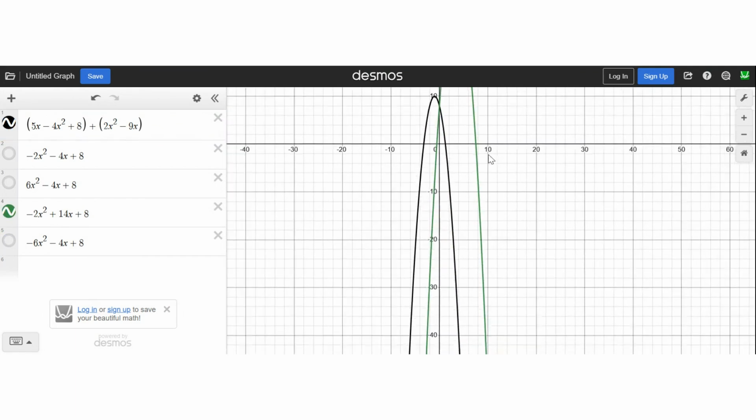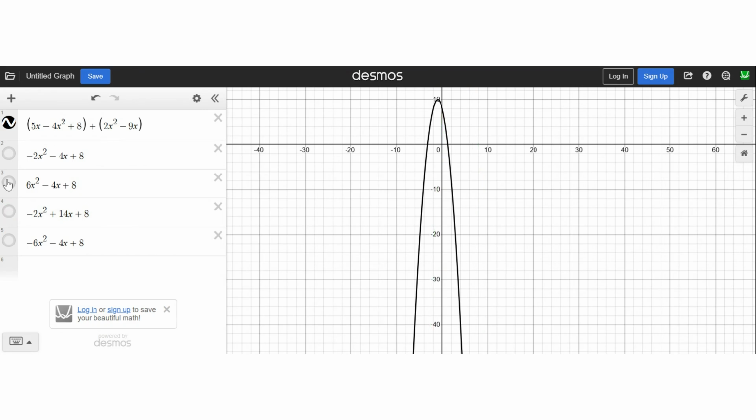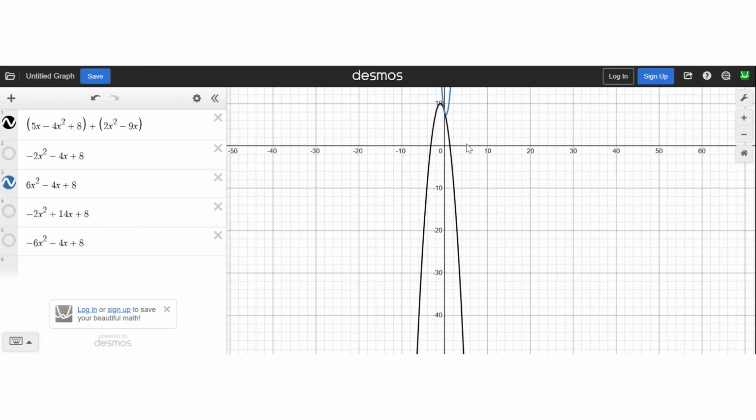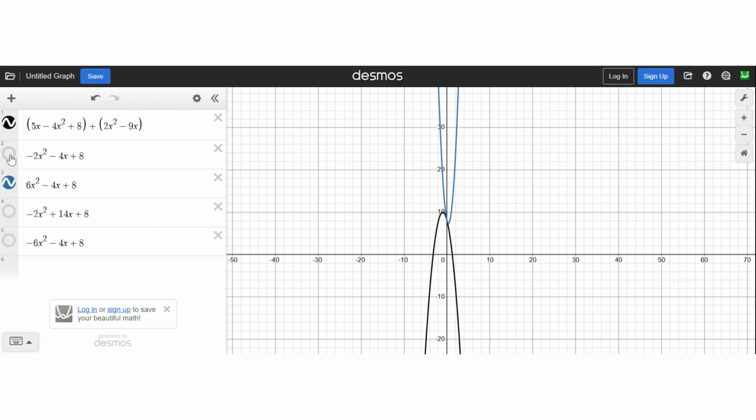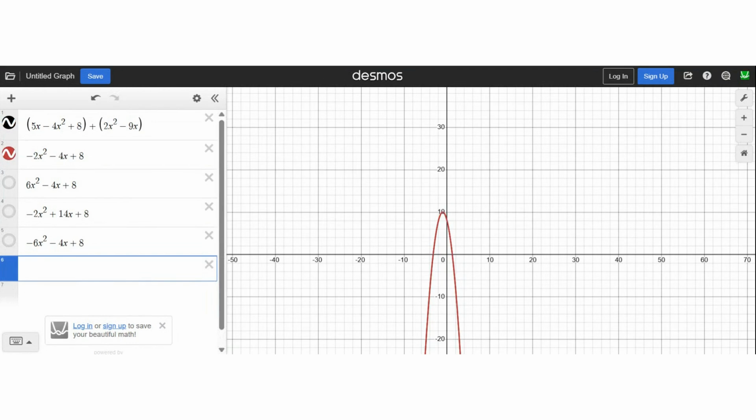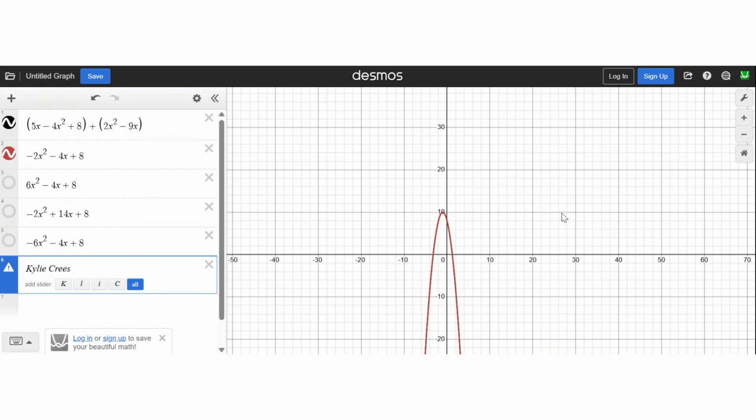If we do the third one, it also doesn't overlap exactly. The second one here doesn't do it either. And then the last one, as you see as I click and unclick, it is the same exact line. So this top one, negative 2x squared minus 4x plus 8 is the correct answer. Then if I was doing this problem for my question, I would type in my name. Then I would screenshot the work on my left and my graph and submit that as my answer.